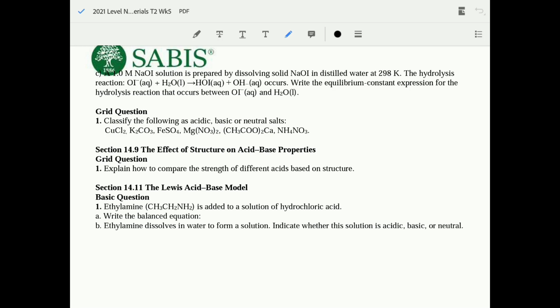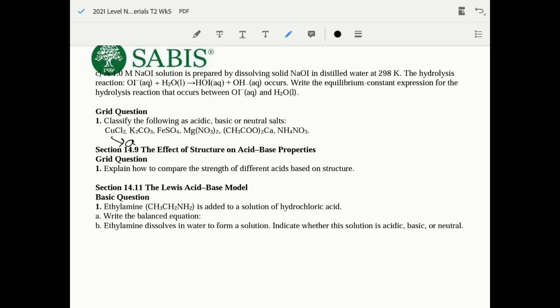Alright guys, let's check them together. CuCl2. Cu comes from Cu(OH)2 and Cl comes from HCl. Cu(OH)2 is a weak base and HCl is a strong acid, thus making the whole thing an acidic salt. A for acidic. K2CO3. So basically what we're looking for is if it's a strong base and a weak acid, it's basic. Weak base and strong acid, it's acidic. Strong base, strong acid, neutral, or weak base, weak acid, neutral.